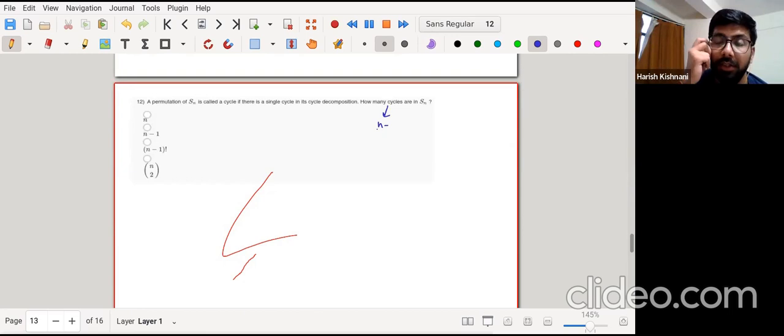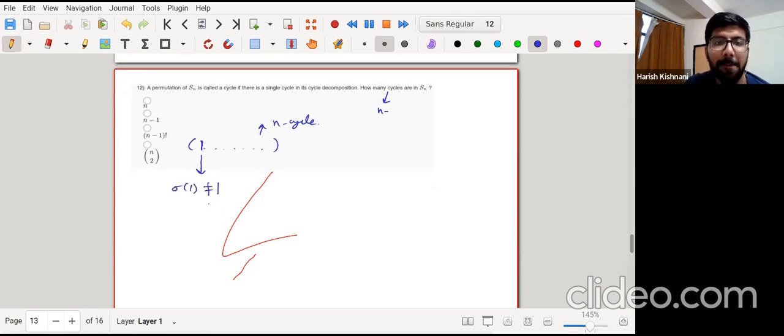Okay. So see, you need to find an n cycle. There are n places in this cycle. So once you start with 1, sigma of 1 cannot be 1, right? Because if sigma of 1 is 1, then the cycle will close here. It won't go ahead. So it has n minus 1 options, n minus 1 choices.